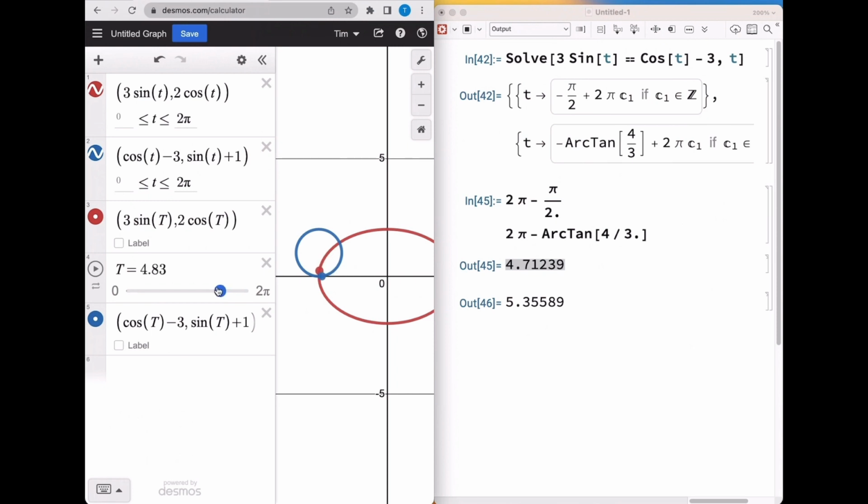What about at this second value for t, 4.712? Well, we'll slide the slider back to about 4.7. Look at that. That's where we have the collision. So the collision happens when t, we can think of t as time here, the collision happens when time equals 2 pi minus pi over 2 or 4.712. So we get this collision point.